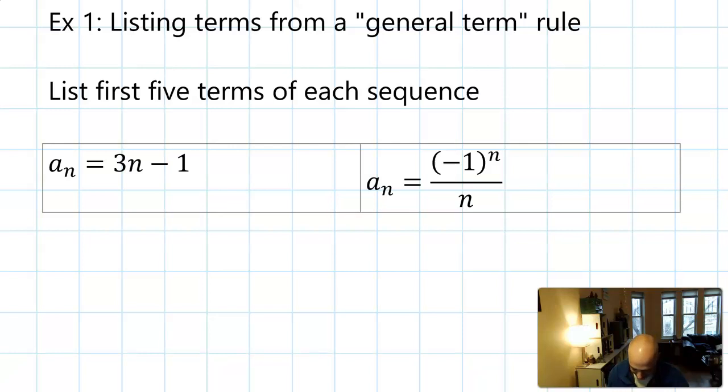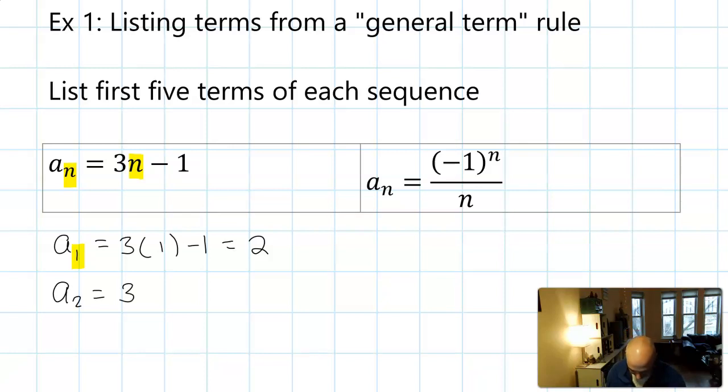So our first sequence is a_n equals 3n minus 1. So we could say, okay, a1 would be the first term, and then the equation is saying, hey, look at this little n, and use that in a formula to figure out what the actual term would be. So a1 would be 3 times 1 minus 1, which is 3 minus 1, or 2. So the first term is 2.